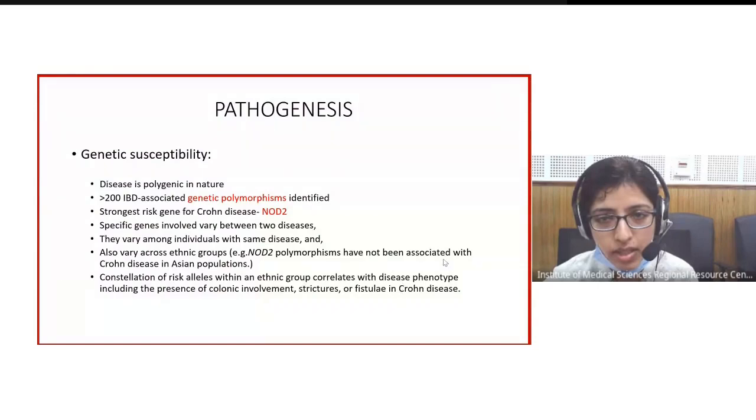Disease phenotype is the morphological expression of the disease. Morphological expression meaning what part of the intestine is involved and how it is manifesting, what are the abnormalities that are being produced in the particular individual. So there is some correlation between the set of genes that is involved and the phenotype of the disease. Okay.